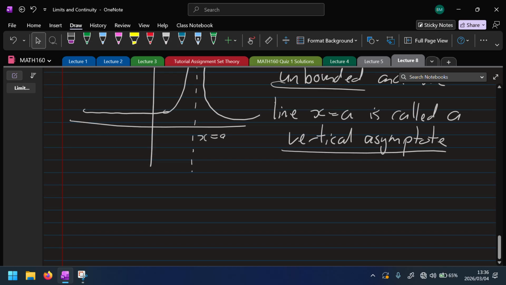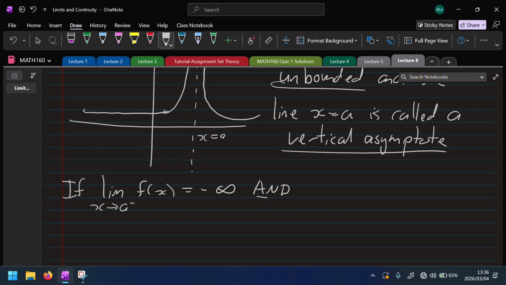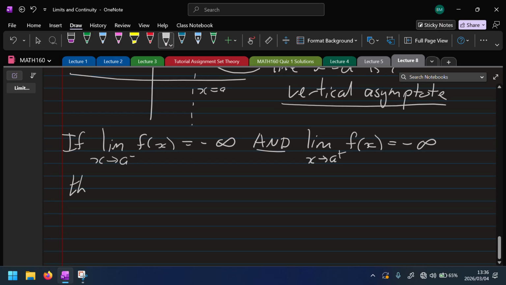Now we can have the same thing, where on either side, the function goes to minus infinity. So it's still an infinite limit, but now it's in the other direction. So if the limit as x goes to a minus of f of x is minus infinity, it's still unbounded, but now in the negative direction. And the limit as x goes to a plus of f of x is equal to minus infinity again. So on both sides, it's minus infinity. Then the limit as x goes to a of f of x is minus infinity.